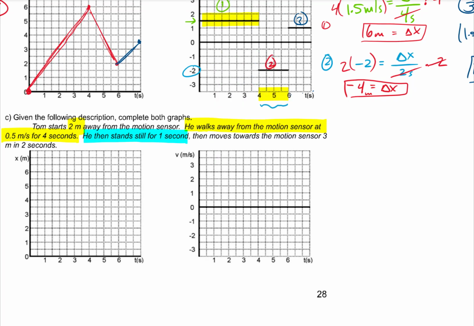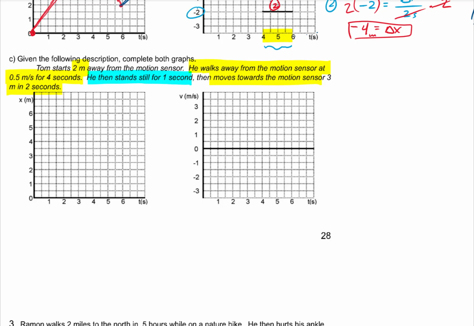And then he moves back towards the motion sensor 3 meters in 2 seconds. So in order to graph both of these, we need to figure out what's going on for Tom in the first one, the second one, and the third one. And for each of those, what I want is the velocity, the change in position, and the time.